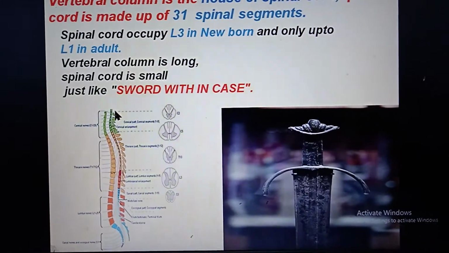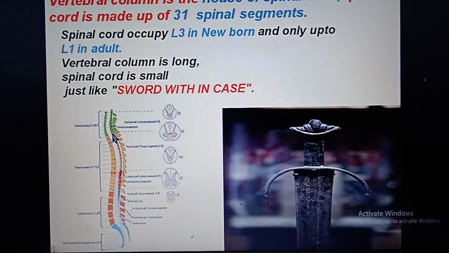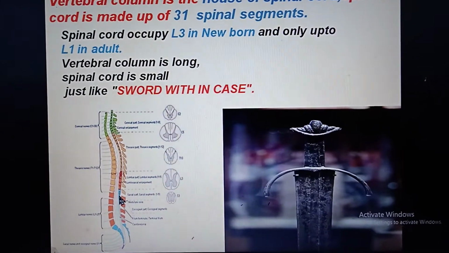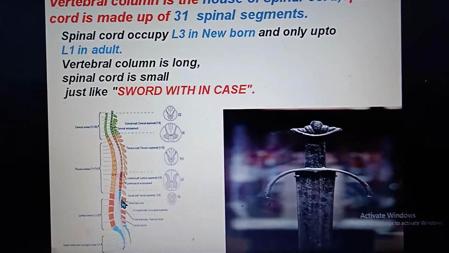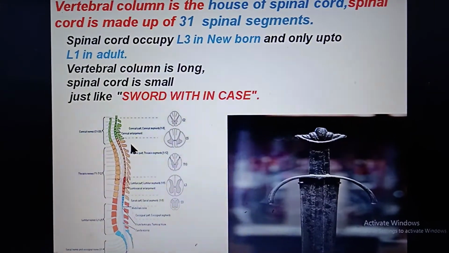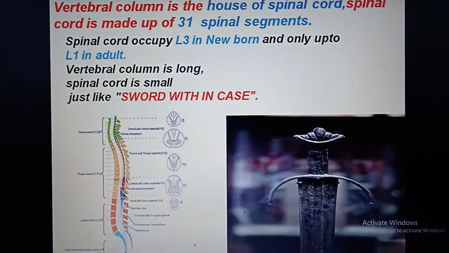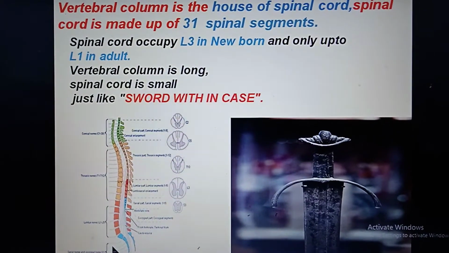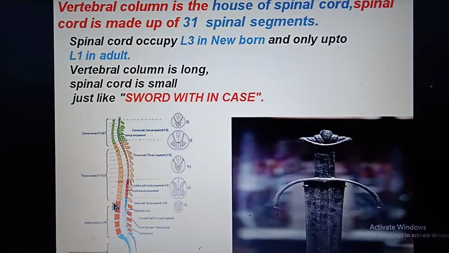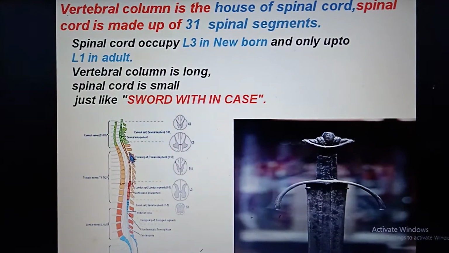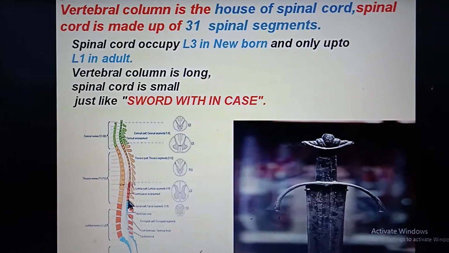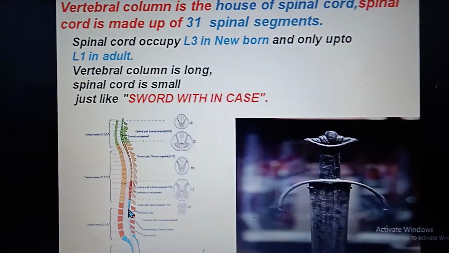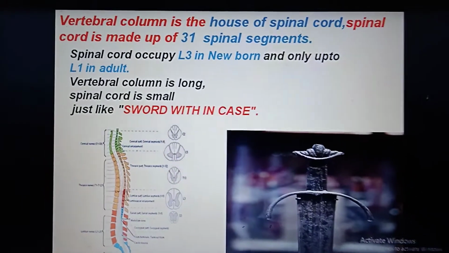Here you can see the spinal cord only up to the L1 level. Anteriorly and posteriorly, as this is the sagittal section, these are the vertebral column and this is the spinal cord. So, just like a sword within a case.